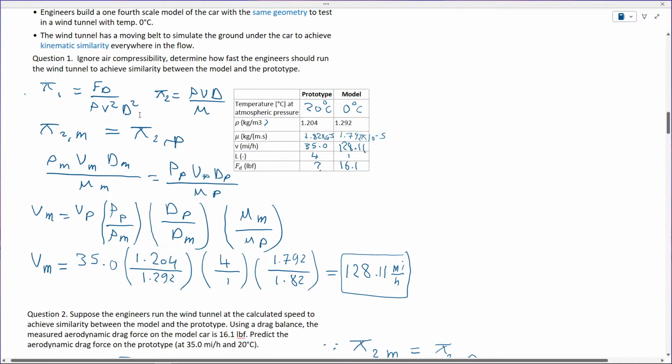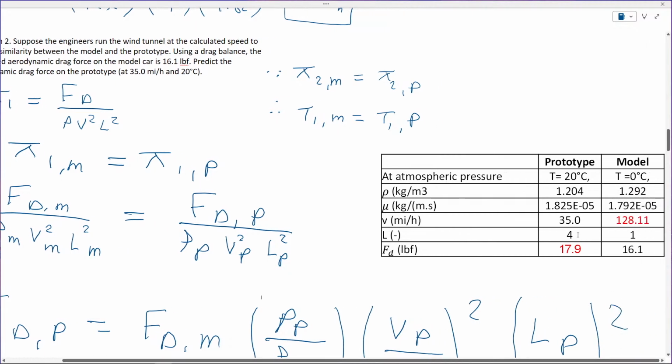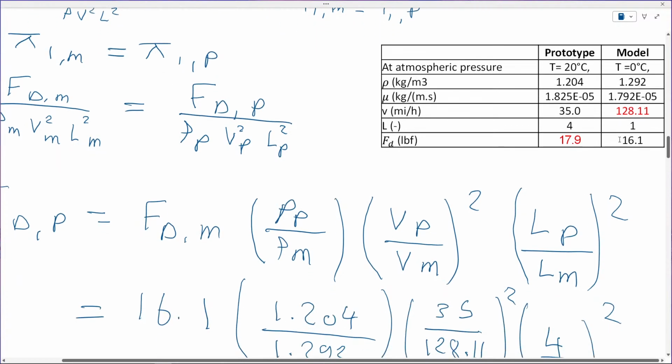And from these non-dimensional parameters, if we can achieve similarity, then we can use the model to make predictions about the prototype. So what we did here is make sure that the model has kinematic similarity and geometric similarity, and now we can make a prediction: when the drag force in the model is equal to 16.1, the drag force in the prototype will be equal to 17.9. That's how you scale it. You see it scales by a factor.